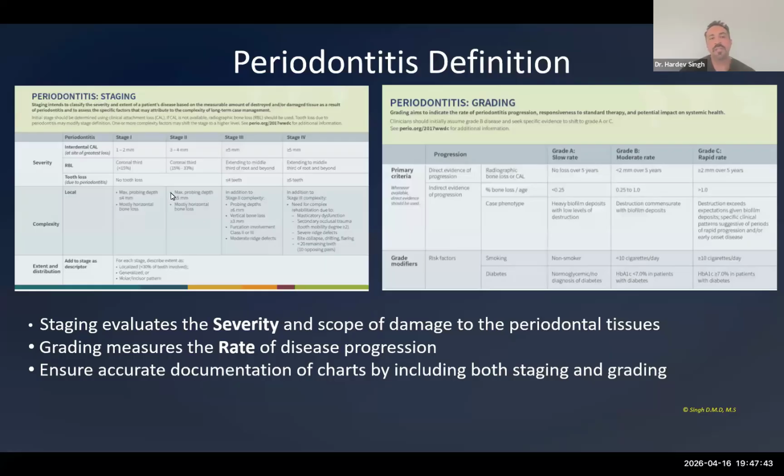So staging evaluates the severity and the scope of damage to the periodontal tissues. Grading evaluates the rate of the disease progression. Grading also considers risk factors and impact on systemic health, rate of progression. So if you take a look at the grading component, if you are a smoker and/or diabetic, you automatically go into the grade B criteria.